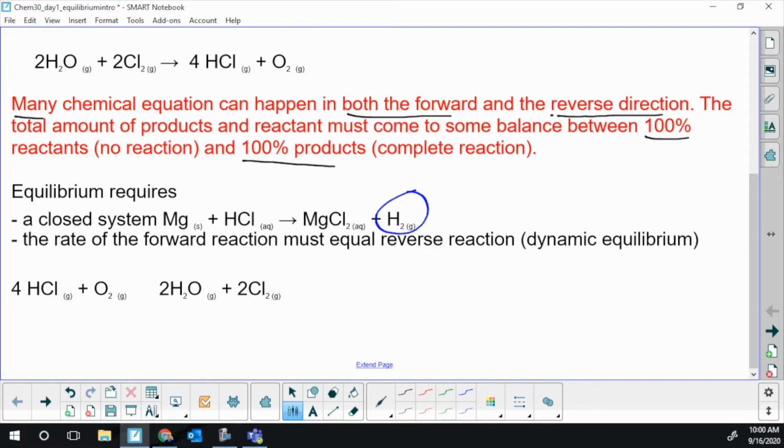Okay. So many equilibria require a closed system. They all require a circumstance where you're not losing the products. Second, a property of equilibrium is that we're going to have what's referred to as dynamic equilibrium. And this is going to be addressed more throughout the early part of this chapter. That's when the forward reaction equals the reverse.